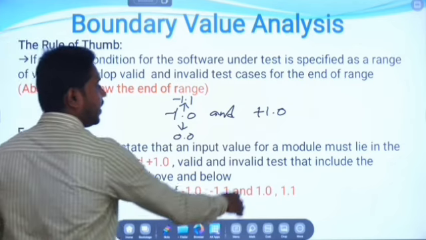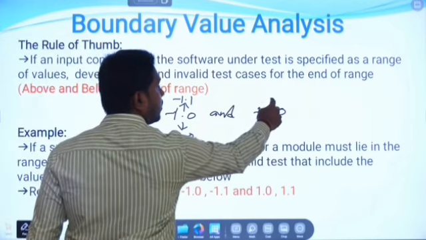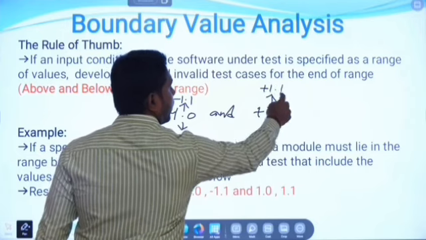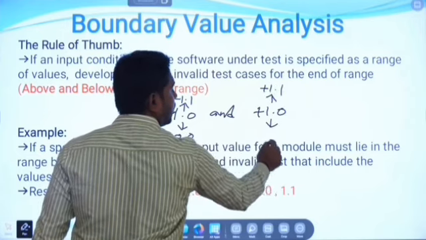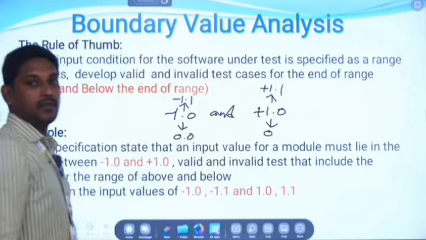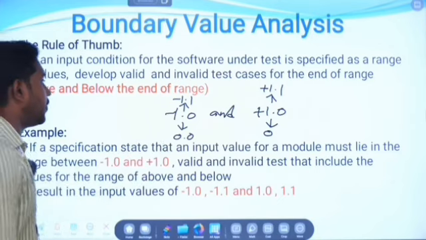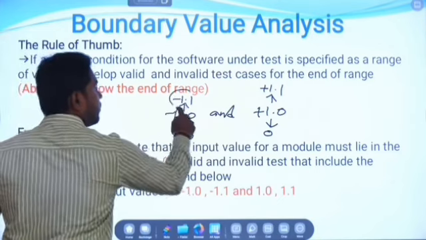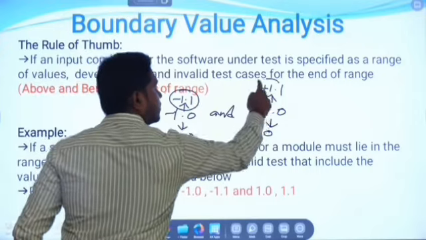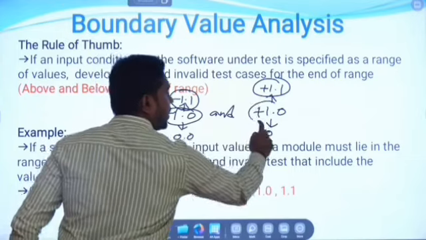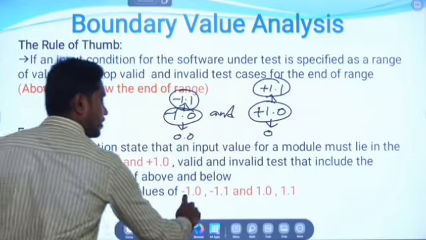Likewise, we are going to find the above value of plus 0.1. The above value of plus 0.1 is plus 1.1. The below value will be 0. So with the help of this rule of thumb, we are going to have n number of values. In this, we are going to collect this minus 1.1 and this plus 1.1, and already we have minus 1.0 and plus 1.0.